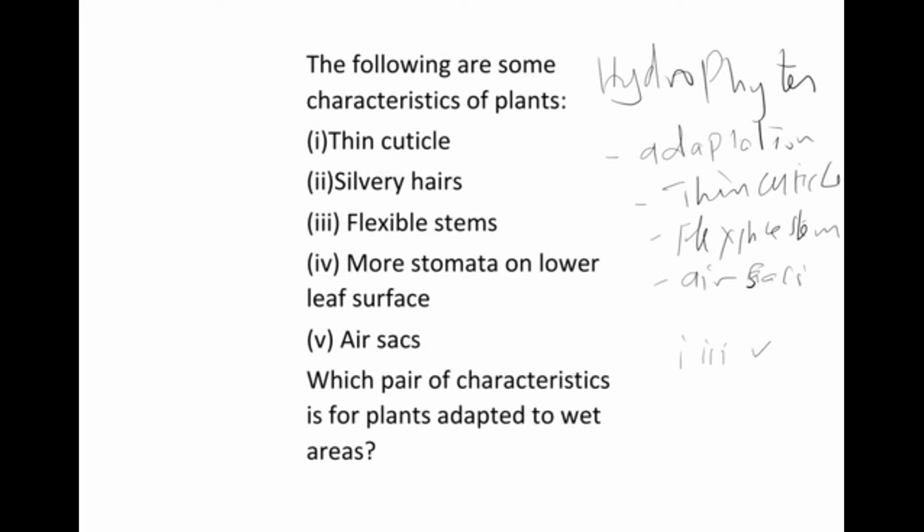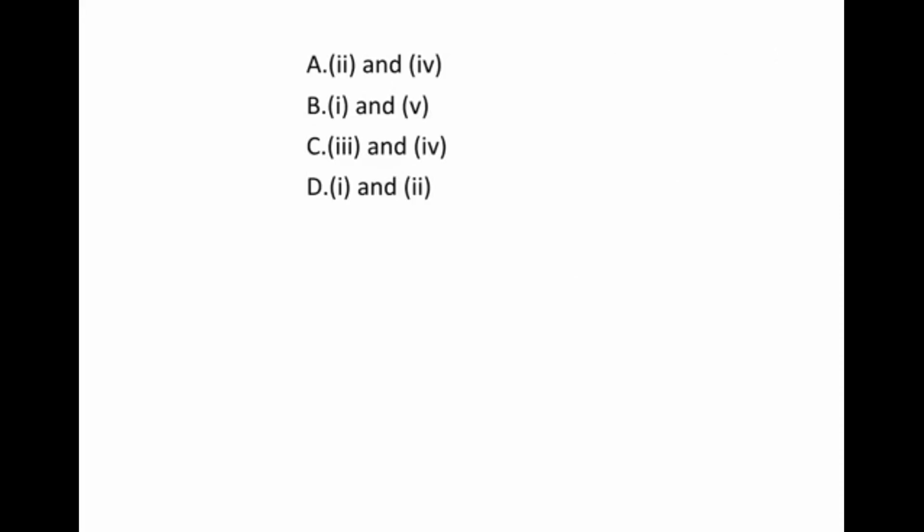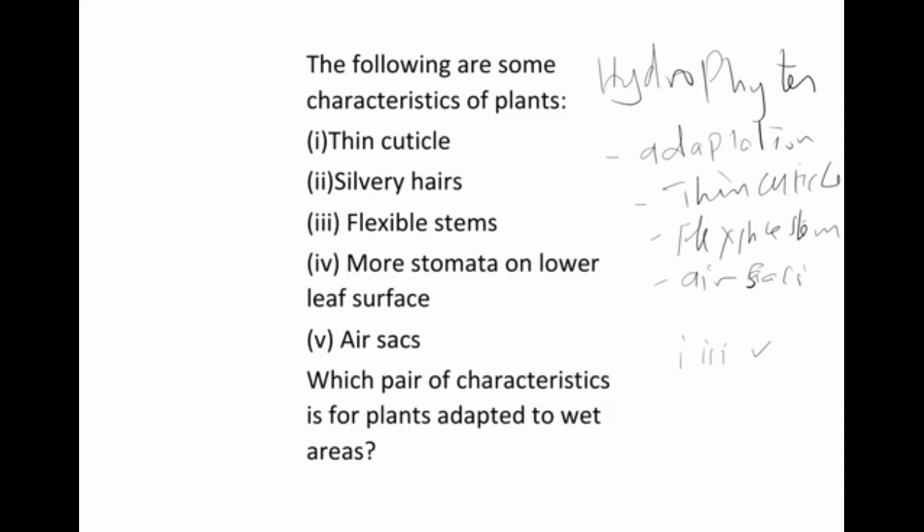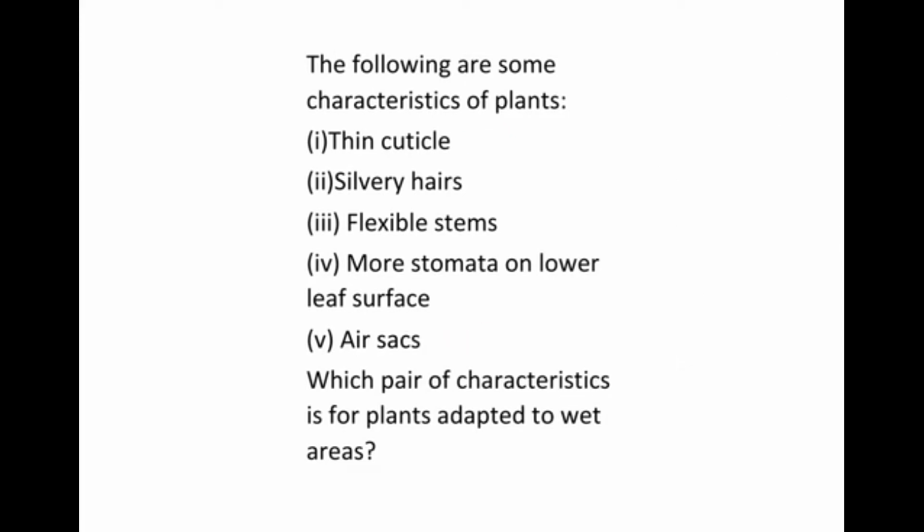Looking at our answers there, we have 2 and 4, 1 and 5, 3 and 4, 1 and 2. So the correct one is 1 and 5. That is thin cuticles and air sacs.